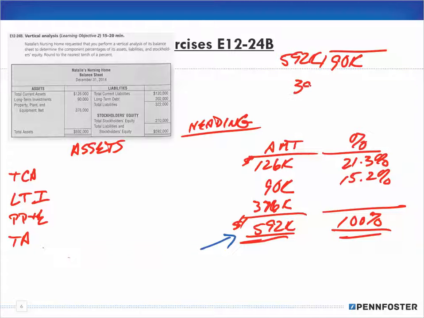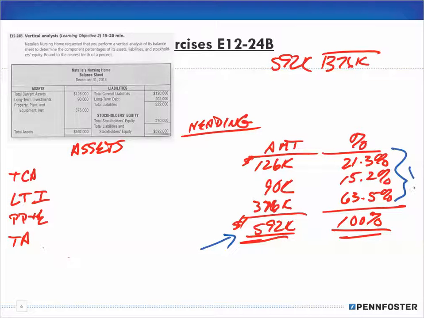The 376, I'm sorry, 376,000 divided by 592,000 gives me 63.5%. Now, once you've gotten these percentages, if you add them up, they have to come out to 100%, right? And that's how you know you were doing it right, which really, if you're always dividing by the 592,000, you shouldn't have an issue with being off or making a mistake. Okay, so that's what the asset section is going to look like.